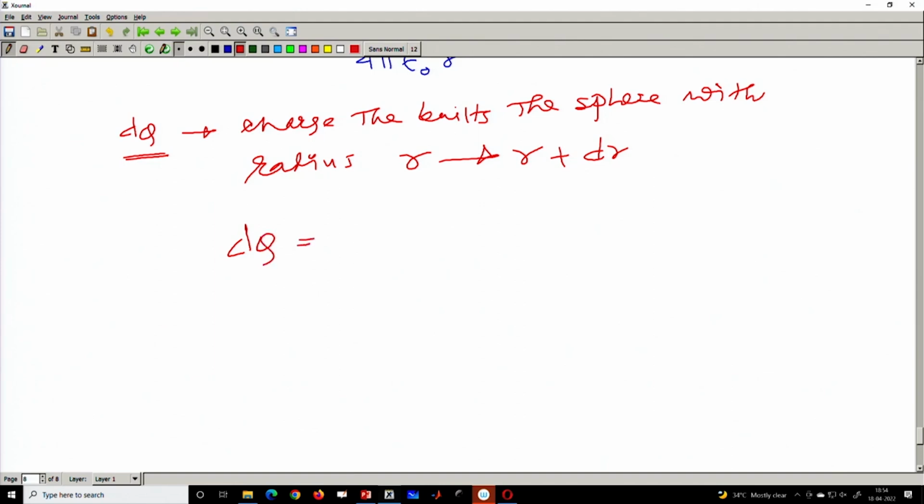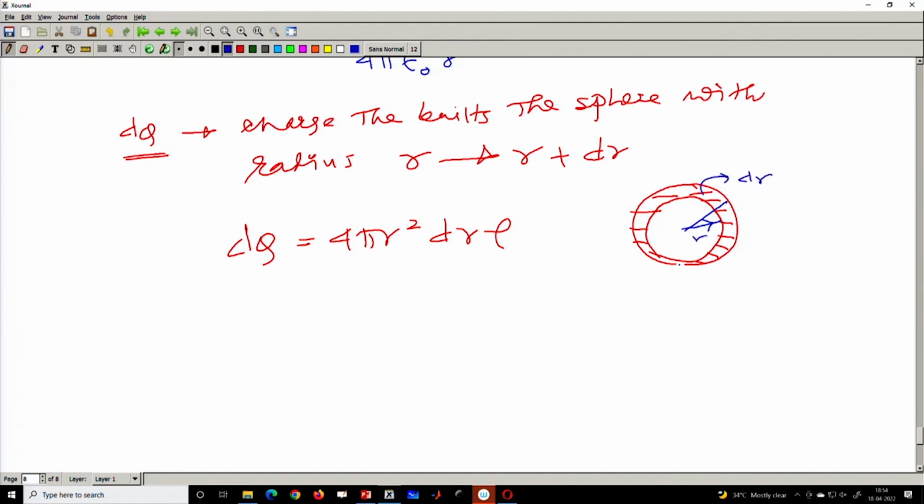dq in terms of rho I can calculate. This is simply 4 pi r square and then dr and rho, that is the amount of charge in this region having radius r to r plus dr. So, this is dr and this is r. So, from here to here it is dr. Okay. So, now I have dq.